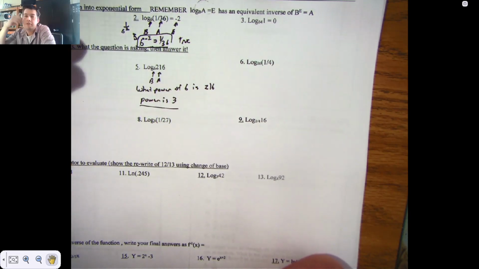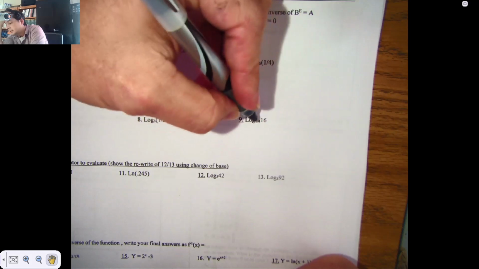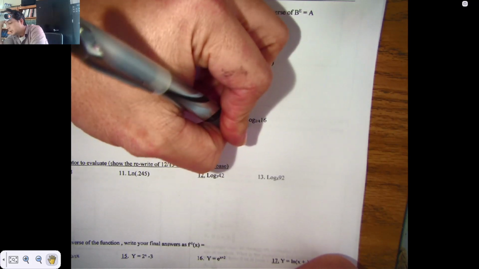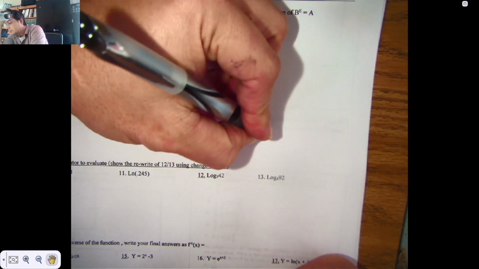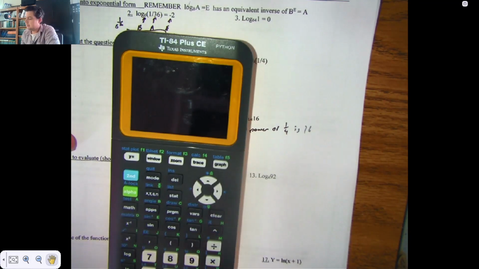A lot of teachers, when they teach exponents, they don't teach kids how to read logarithms. If you can read a logarithm, you can do a logarithm. It's that simple. This one, again, this is your base and this is your answer. It says what power of 1/4 is 16?